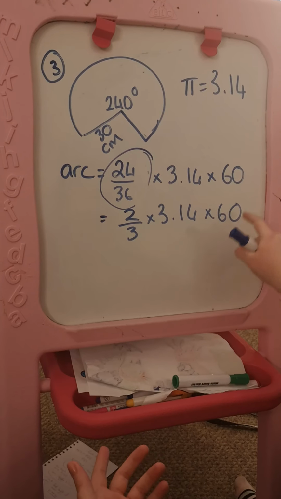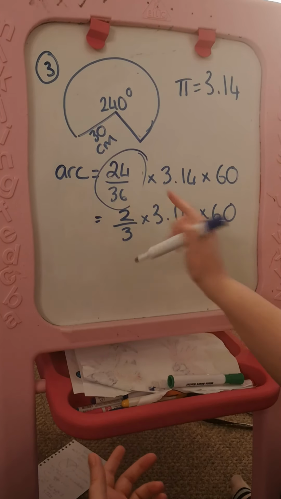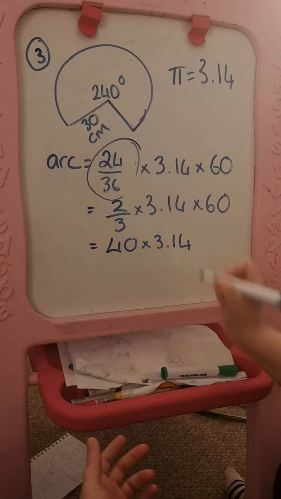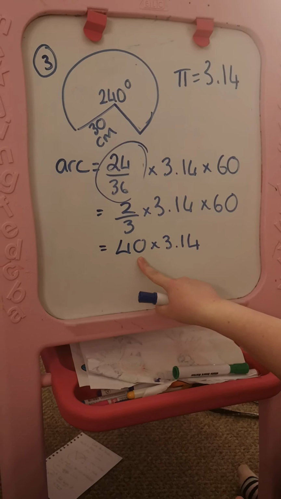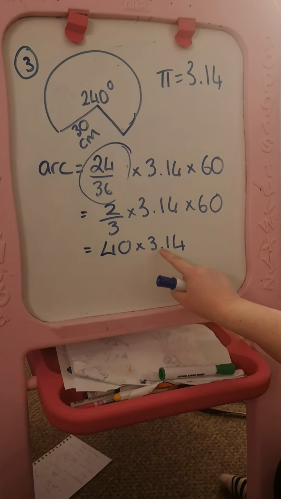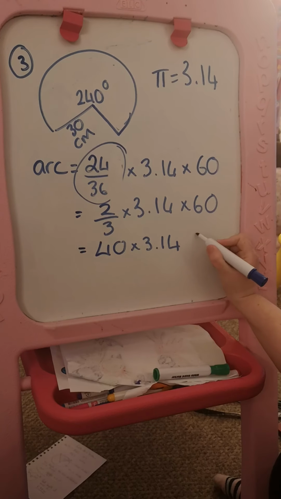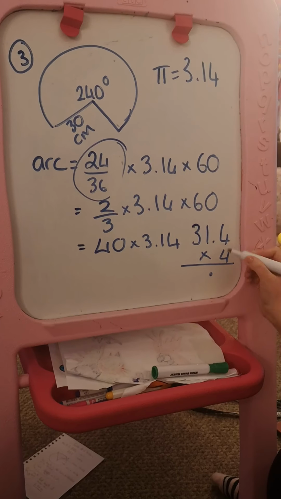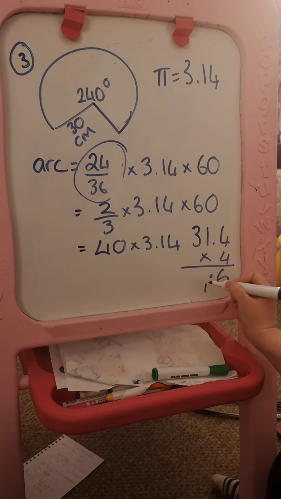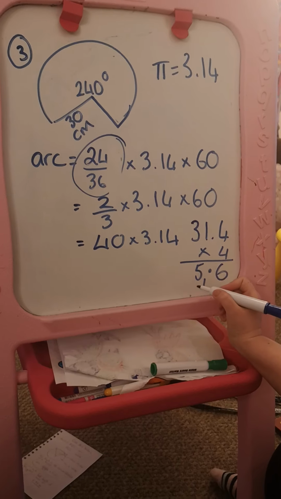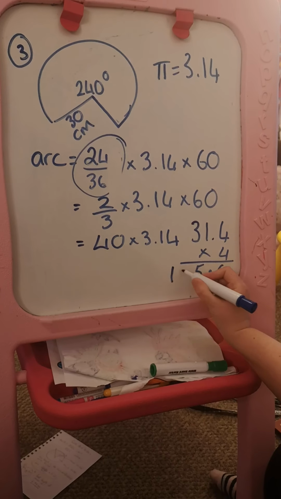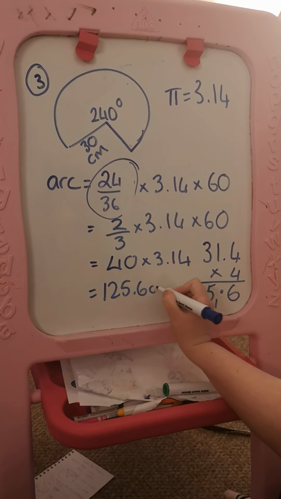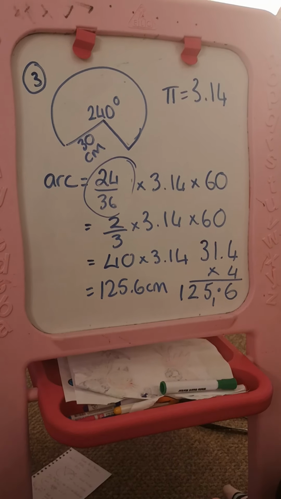2/3 of 60 is 60 divided by 3 is 20, times 2 is 40. So your sum really becomes 40 times 3.14. Now to multiply any number by 40, we're doing these since first year. You multiply this by 10 and times it by 4. So the real sum is 31.4 times 4. If I do this at the side, 4 4s are 16, 4 1s are 4 plus 1 is 5, 4 3s are 12. So the answer is 125.6. So 125.6 centimetres is my answer for that.